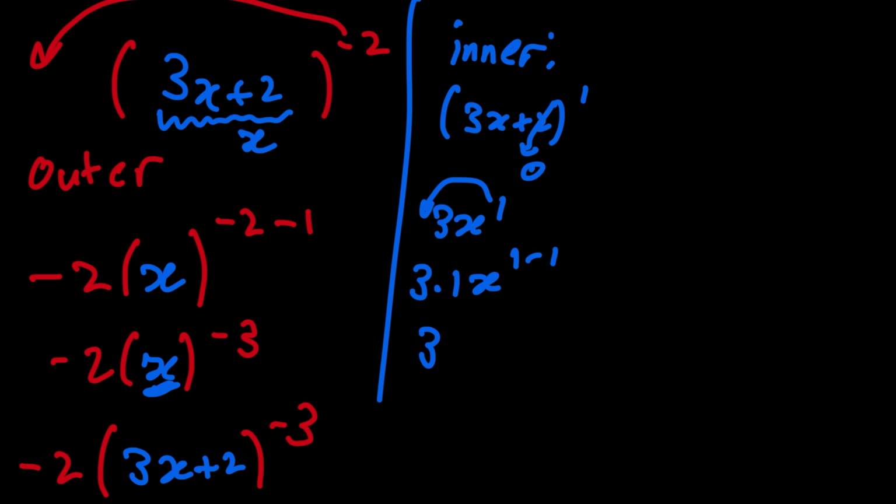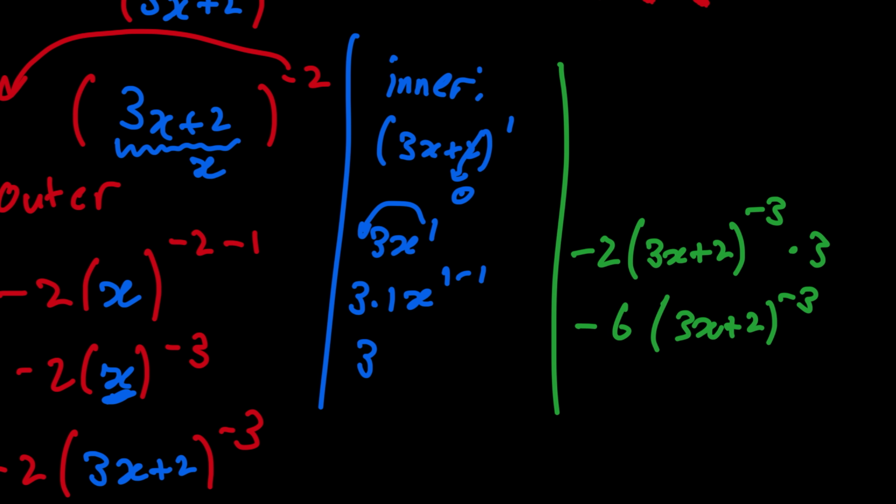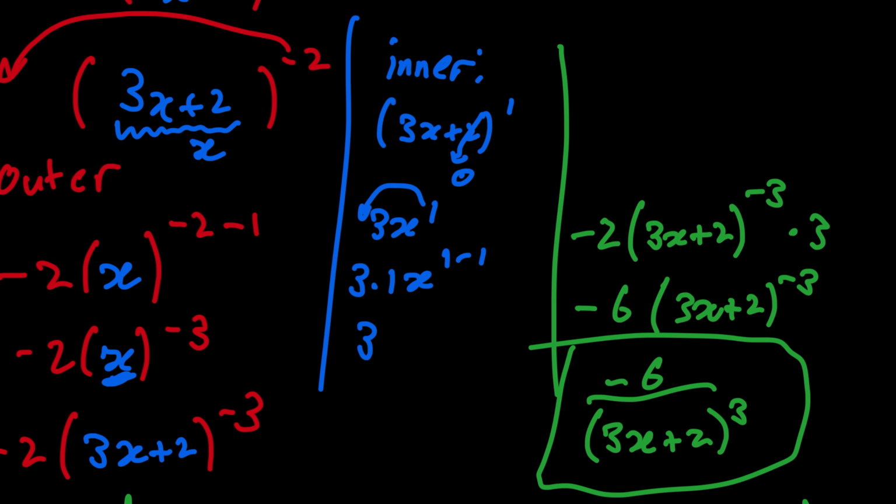And then we can combine the two finally. So we get -2 times 3x plus 2 to the power of -3 times 3. So it's -6 times 3x plus 2 to the power of -3. And anything to the power of a negative number is a fraction. So we can write this as -6 divided by 3x plus 2 cubed. And that right there is our final answer.